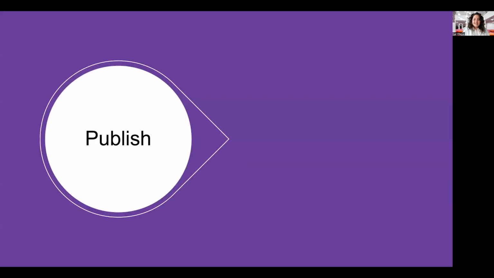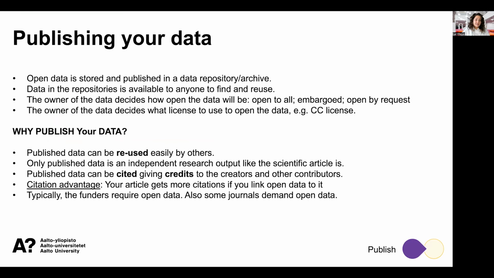And then we get to publishing. Once you've gathered your data, organized it in a sensible way, and named it logically, it might be ready to publish in a data repository. Open data is stored and published in a data repository or archive, and data in these repositories is available for anyone to find and reuse. As the owner of the data, you decide how open you want your data to be. Do you want it to be open to all? Would you want it to be embargoed, for example, or open by request?